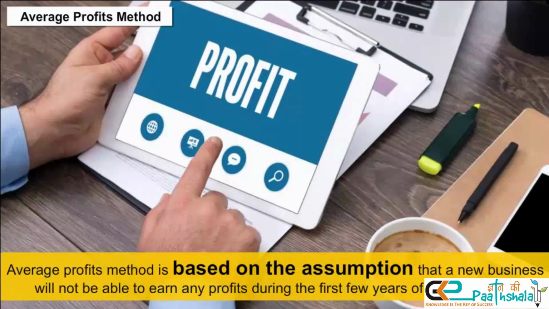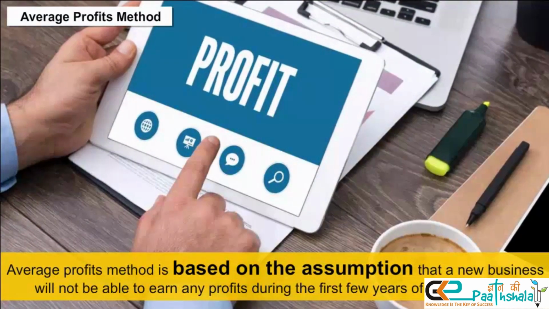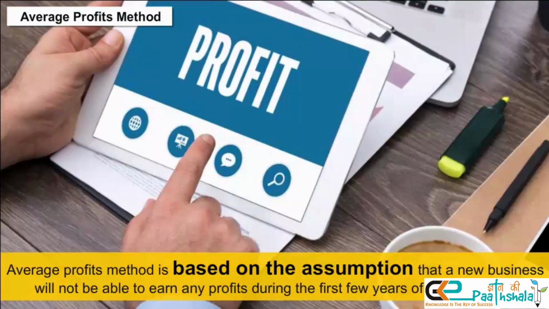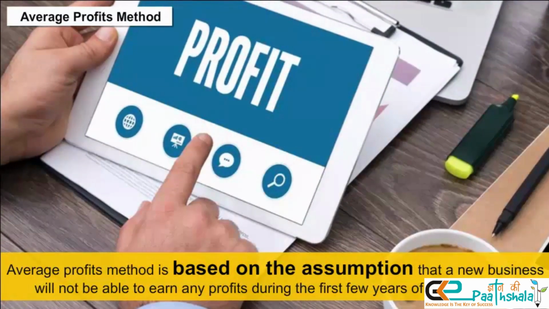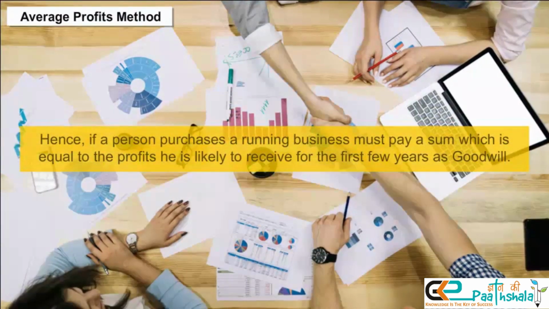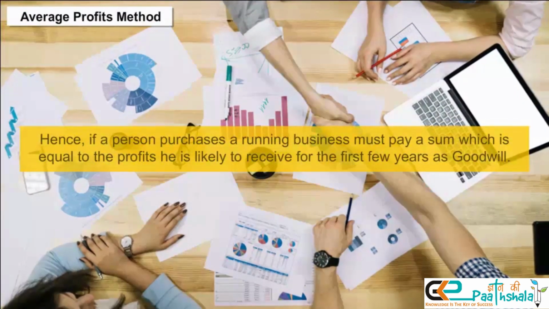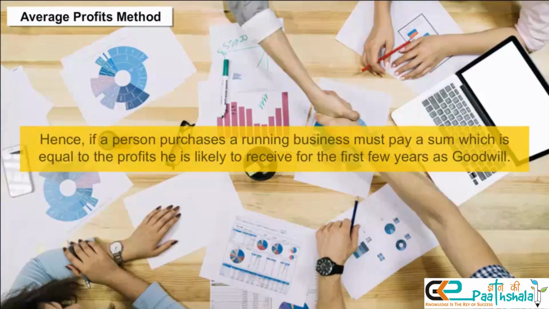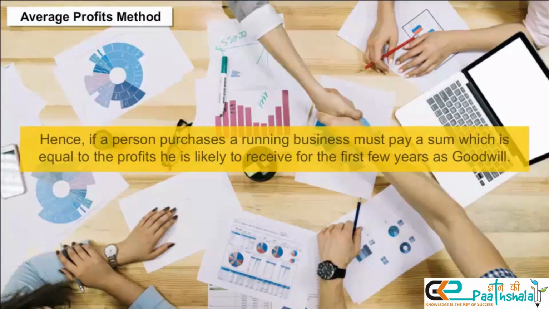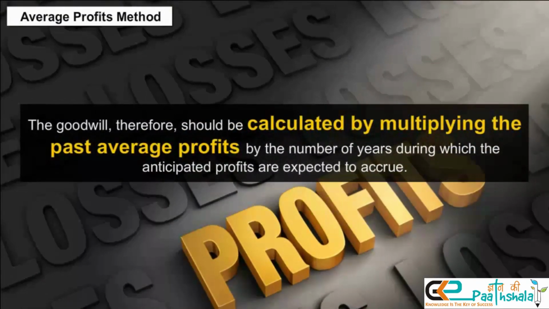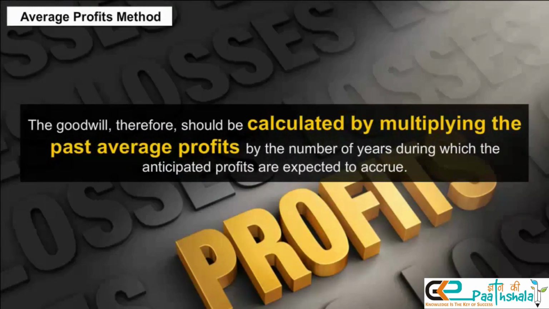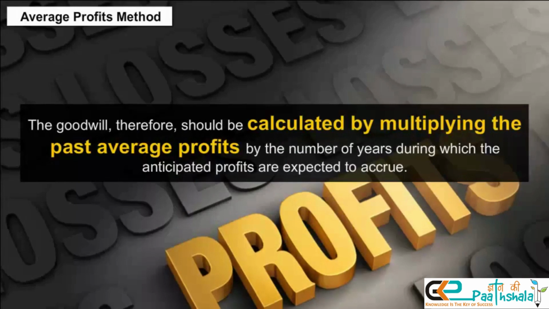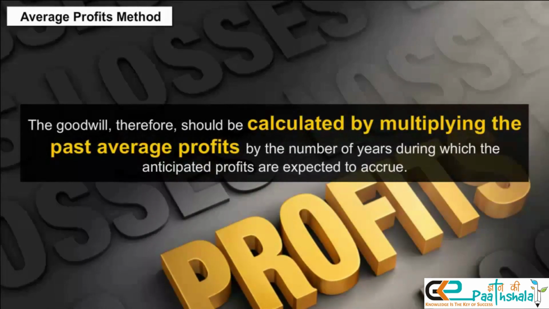The average profits method is based on the assumption that a new business will not be able to earn any profits during the first few years of its operations. Hence, a person who purchases a running business must pay a sum equal to the profits he is likely to receive for the first few years as goodwill. The goodwill, therefore, should be calculated by multiplying the past average profits by the number of years during which the anticipated profits are expected to accrue.